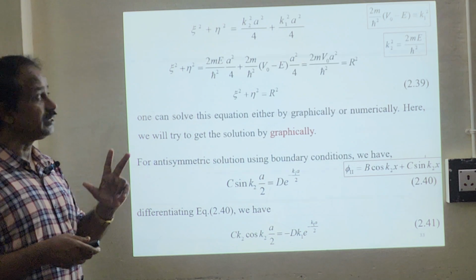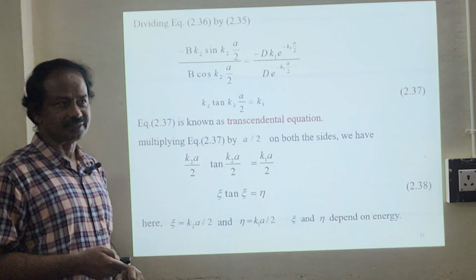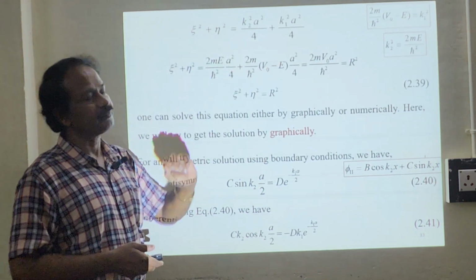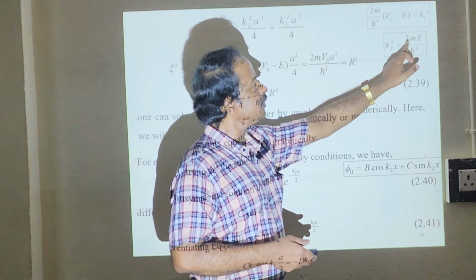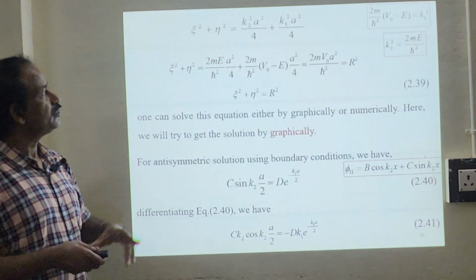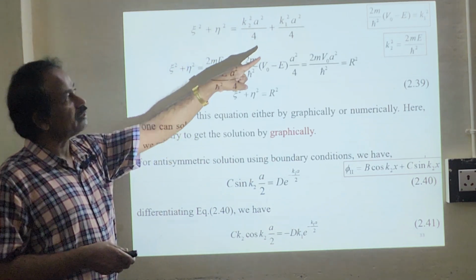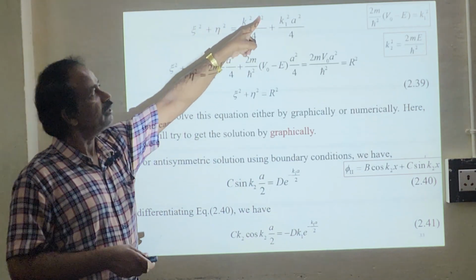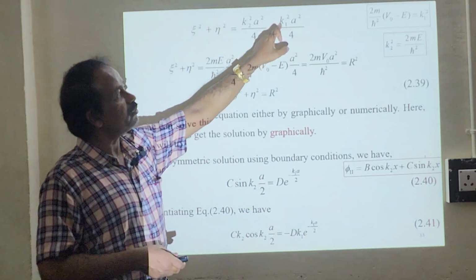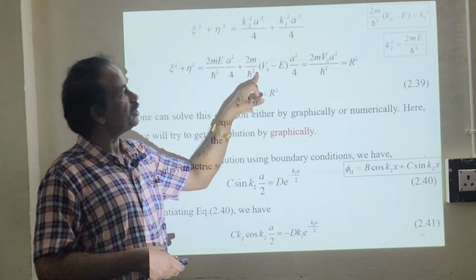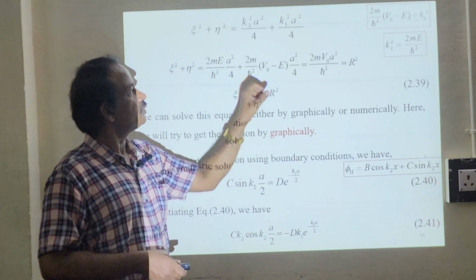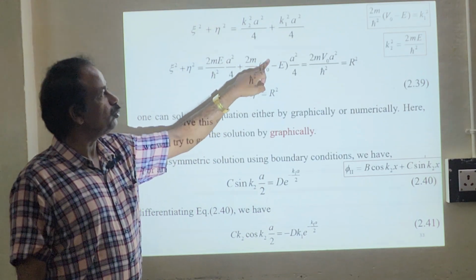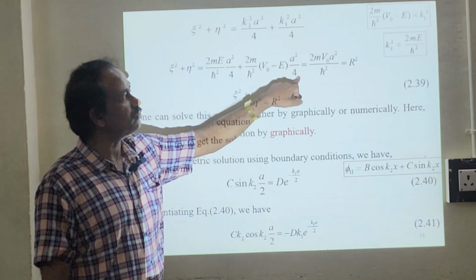Now you add these two, that is xi squared plus eta squared. The expression for xi squared is nothing but this one, eta squared is this one. And of course your k1 squared is equal to this one, k2 squared equal to 2me by h bar squared. You substitute in this expression. So we have k2 squared equal to 2me by h bar squared into a squared by 4, plus your k1 squared will be 2m by h bar squared (V naught minus E) a squared by 4. This E and this minus E will get cancelled. There exists only 2m V naught by h bar squared a squared by 4.